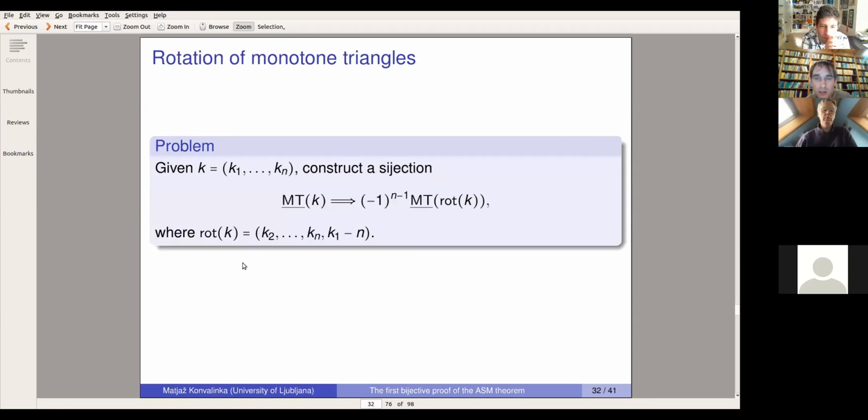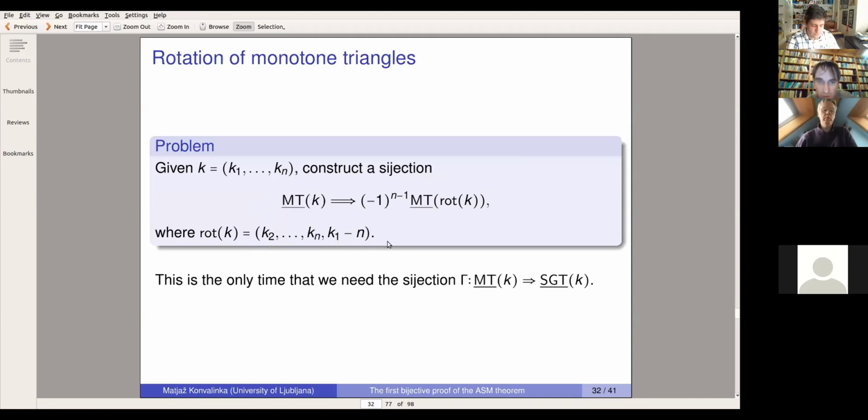Okay, so for this second part, I'm going to be very brief. So we're not there yet, most definitely not, but I'm going to describe just a few crucial steps. So the next thing you should do is you want to prove rotation of monotone triangles. So you want to construct a bijection between monotone triangles with bottom row K1 through Kn, and plus or minus monotone triangles with rotated bottom row. So you shift K2 through Kn to the left, and you put K1 at the end, but you decrease by n.